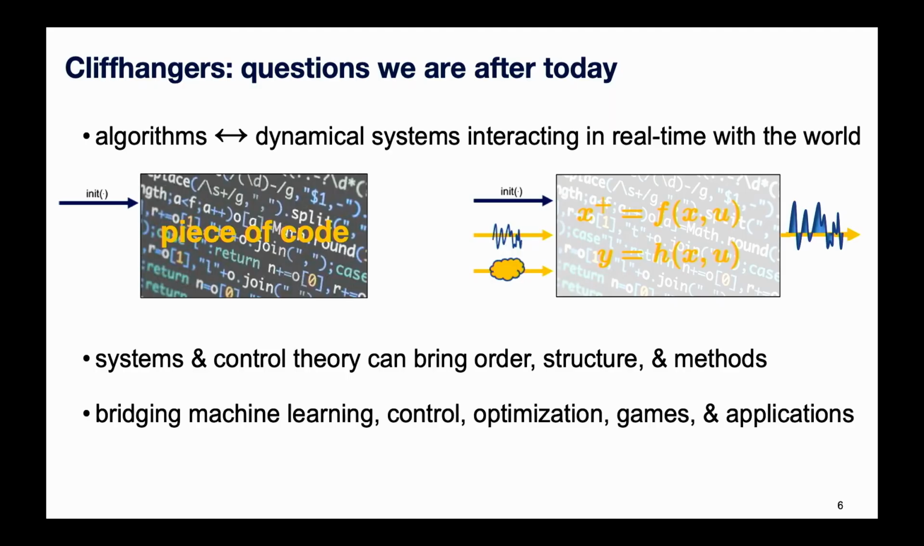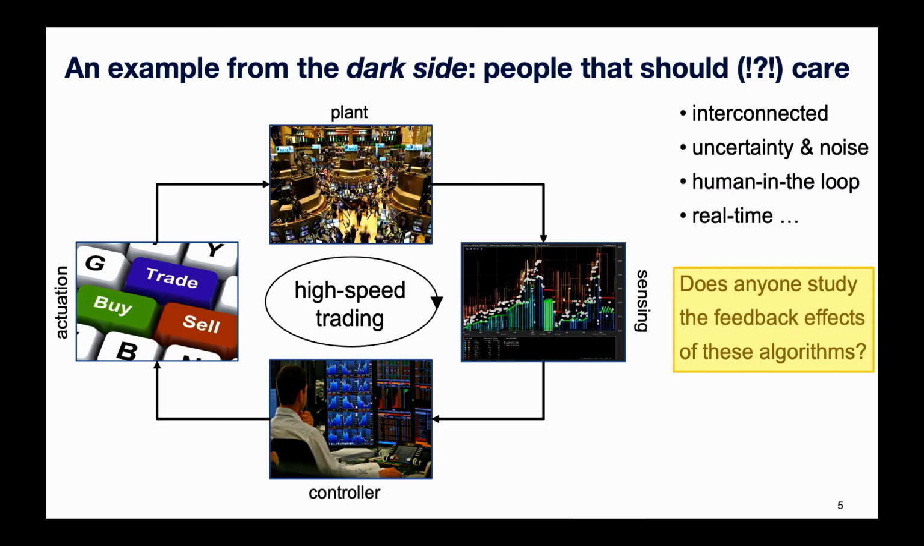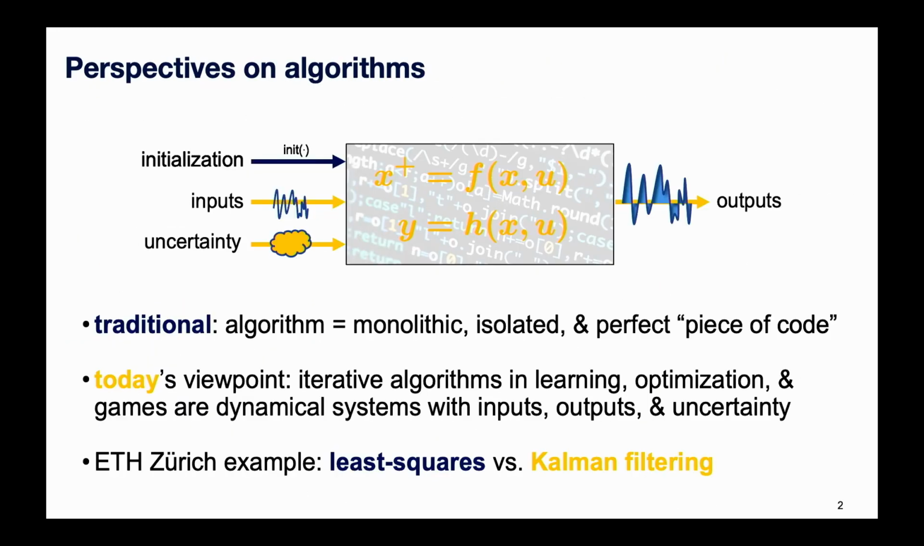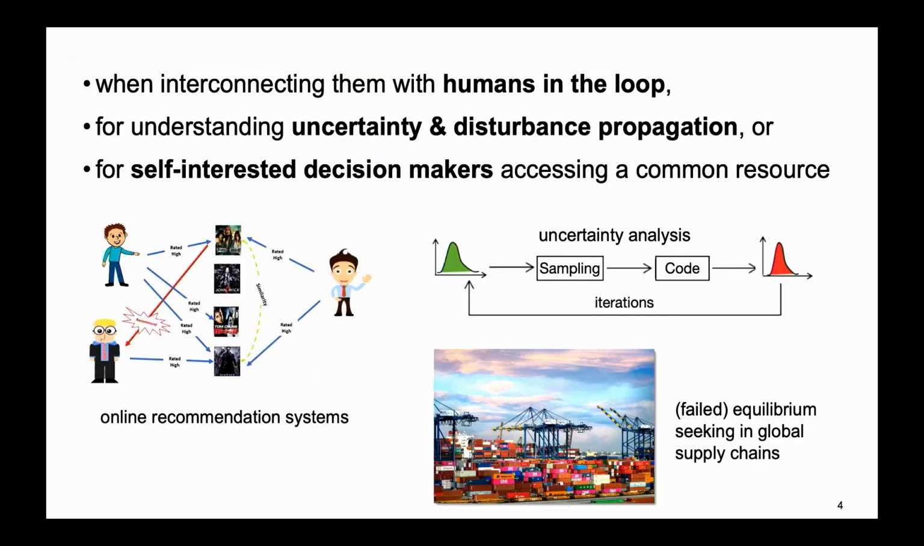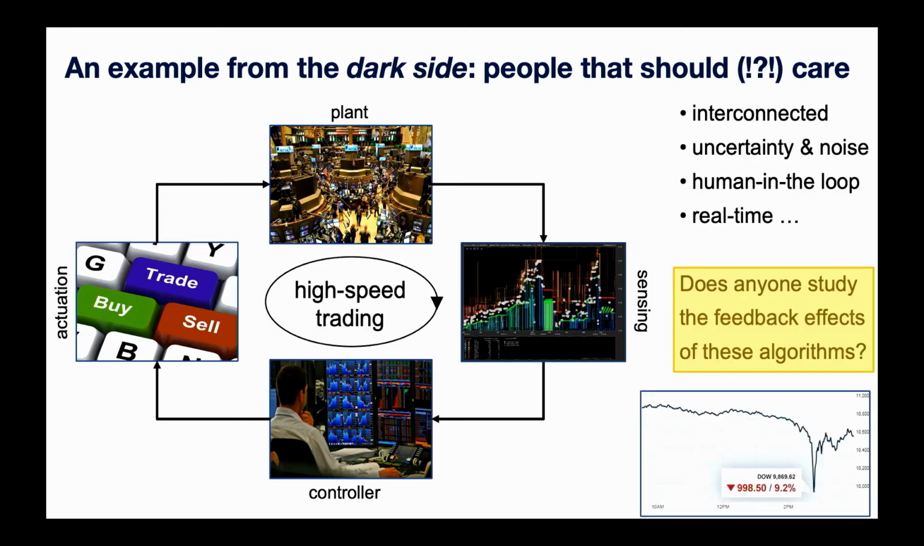Good. A few cliffhangers before I conclude. What are we after today in these talks and also in the subsequent panel discussion? The first one is, are algorithms just discrete-time dynamical systems? That is, do we have a hammer and are we looking for nails? Maybe, maybe not. And if so, can systems and control bring some order, structure, new methods to problems like this, or problems like that, which are more or less a little bit the Wild West, where there are not a lot of theoretical approaches to bring up certificates.